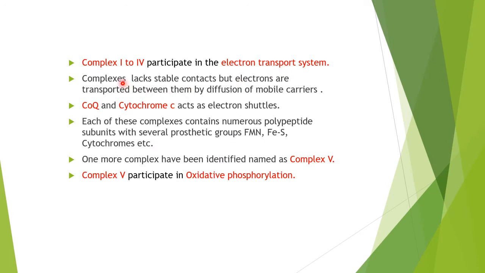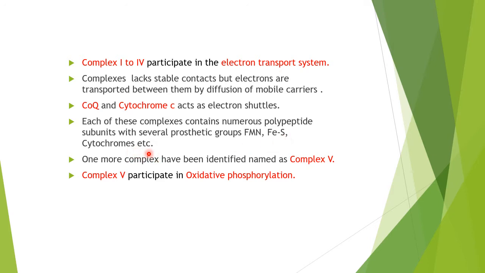Therefore, these complexes 1 to 4 lack stable contacts. They are away from each other. There is no permanent contact between them, but electrons are transported between them by diffusion of mobile carriers. We have mobile carriers there, coenzyme Q and cytochrome C, which act as electron shuttles. And these 4 complexes contain numerous polypeptide subunits, and they have prosthetic groups also, like FMN, iron sulfur, and cytochromes.